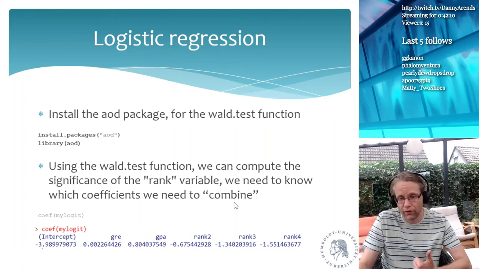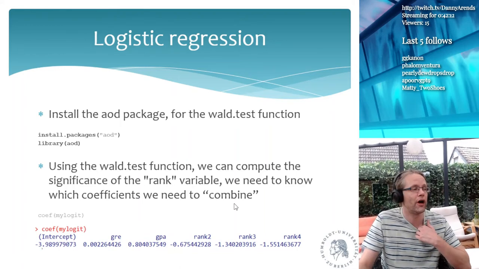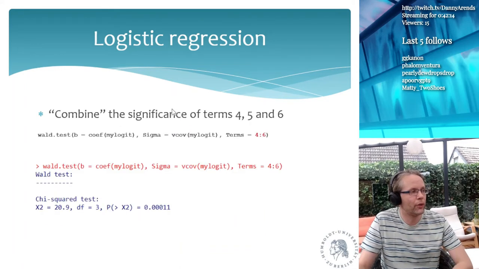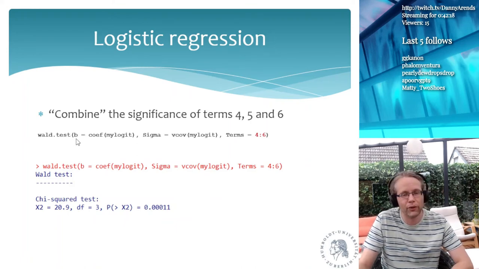It's coefficients 4, 5, and 6 that we want to summarize. So how do we combine this? Well, we can do the Wald test, where the beta that we want to test is the different coefficients of my logit model. So I give it all of the coefficients for the model in the beta. I give it the variance-covariance structure of the model in sigma.